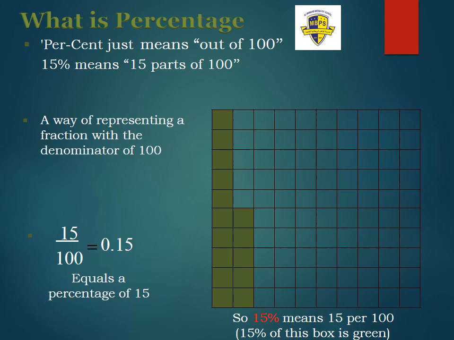But a percentage is not just any fraction. It's a special fraction that always has 100 as the bottom number. In fact, because the bottom number of a percentage is always 100, we don't need to write it. We write a percent sign instead. For example, here we have 15 green boxes out of 100 boxes. So we write it as a percentage. We say 15%. That means 15 per 100 are green boxes.